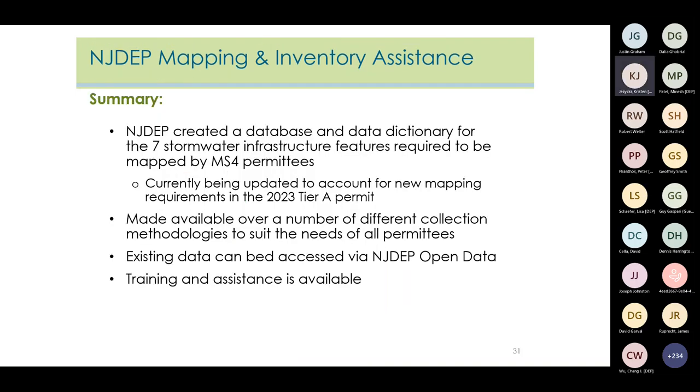In summary, NJDEP has created a database and data dictionary for the 7 stormwater infrastructure features required to be mapped by MS4 permittees, and it is currently being updated to account for the new mapping requirements of the 2023 TRA permit. The data dictionary was made available over a number of different collection methodologies to suit the needs of all permittees, and existing data can be accessed via NJDEP Open Data. And lastly, the department is willing to provide assistance in the form of training or by answering any questions you may have, so please reach out if you need any assistance along the way.